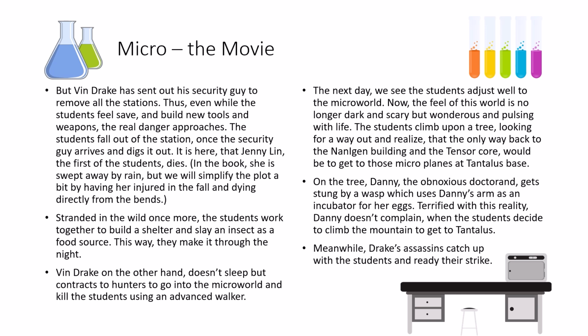The students climb upon a tree, looking for a way out and realize that the only way back to the Nanigen building and the tensor core would be to get to those micro-planes at Tantalus Base. On the tree, Danny, the obnoxious doctorand, gets stung by a wasp which uses Danny's arm as an incubator for her eggs. Terrified with this reality, Danny doesn't complain when the students decide to climb the mountain to get to Tantalus. Meanwhile, Drake's assassins catch up with the students and ready their strike.